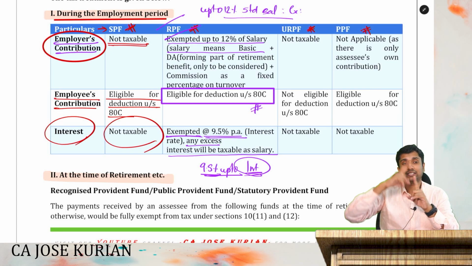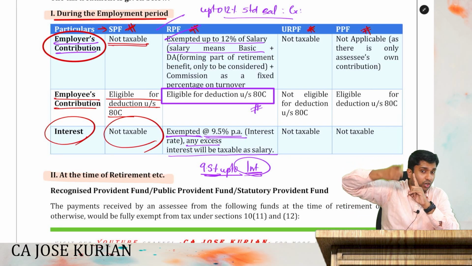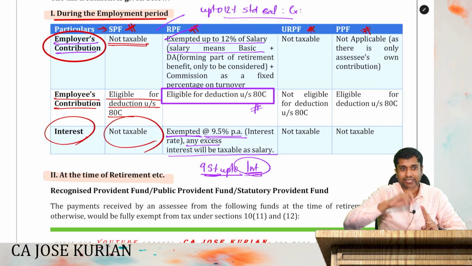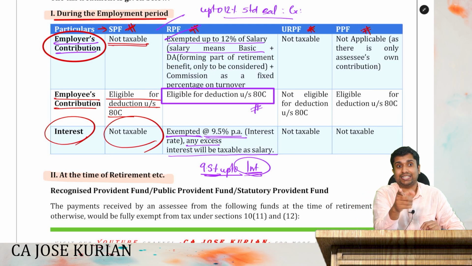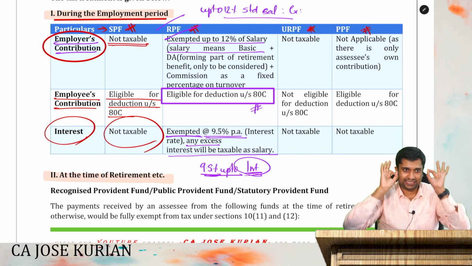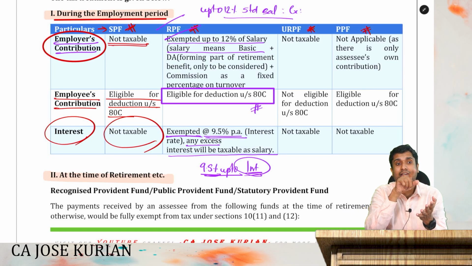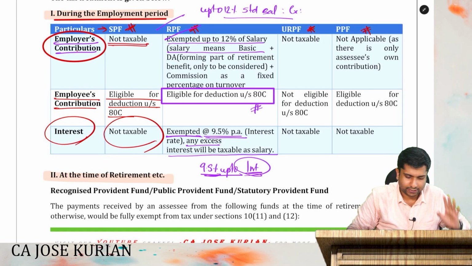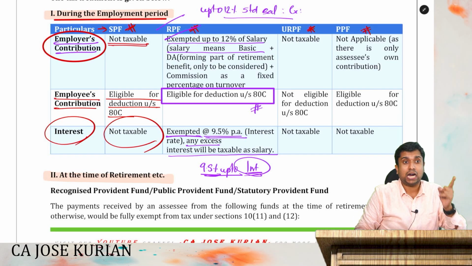So, RPF is also very simple. What all are the components? Number one, employer contribution, exempted, but only up to 12% of salary. Employee contribution, allowable as a deduction under 80C. Interest component, exempted, but the maximum exemption shall be 9.5% interest. That's it. I hope it is clear. That is the impact of what? RPF.